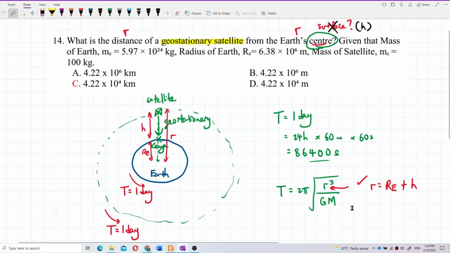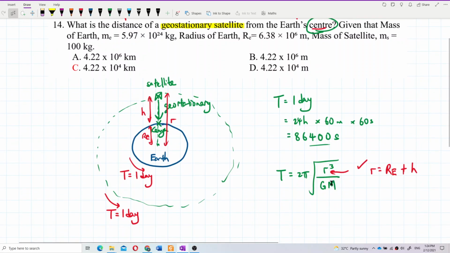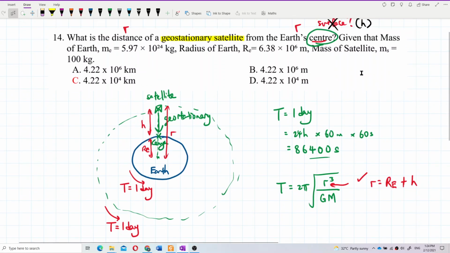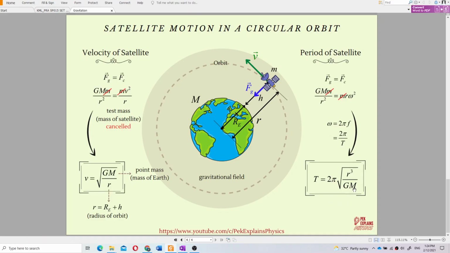And then another thing is, what is this mass? It gives us two masses: the mass of Earth and the mass of satellite. This is just to confuse you. Remember, look at the mass here. This mass is the point mass. You see the big M there? Big M is the point mass, the mass of Earth.